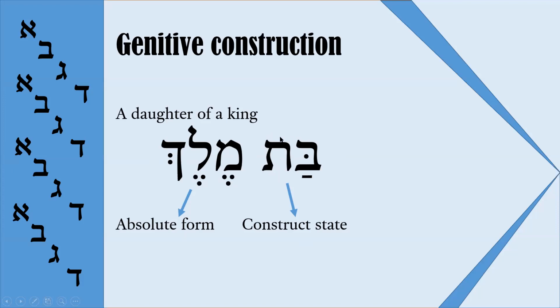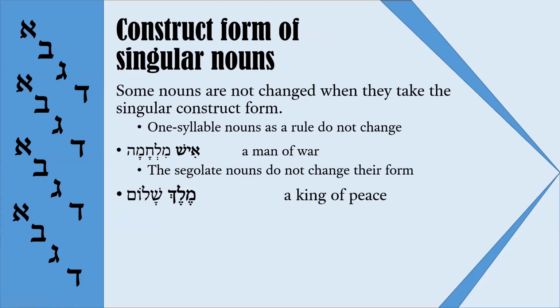The first word in the word pair of a construct relationship is always in the construct state. And the second word is in the absolute state. So what does it mean? The second one doesn't change at all, but the first word should be changed somehow. It doesn't mean that it will always be changed, but according to the rules, it should be changed. And we will see some examples of how the words are changed. First of all, let us discuss the construct form of singular nouns.